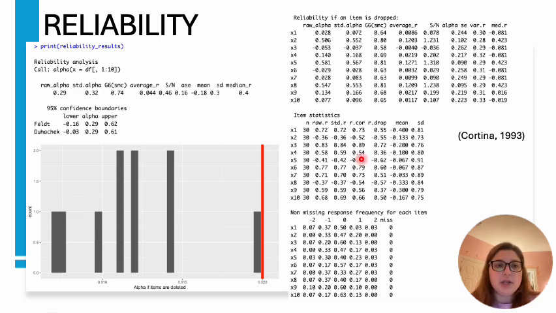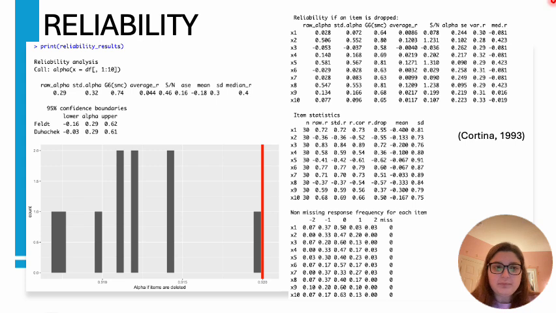And then here we can see the raw Cronbach alpha being 0.29. So this is a relatively low value, leading us to conclude that there is poor internal consistency. And then the standardized alpha is taking into account the variances of these items. So it is a little bit higher here, but it's still relatively low. So we're still going to come to that same conclusion of poor internal consistency.